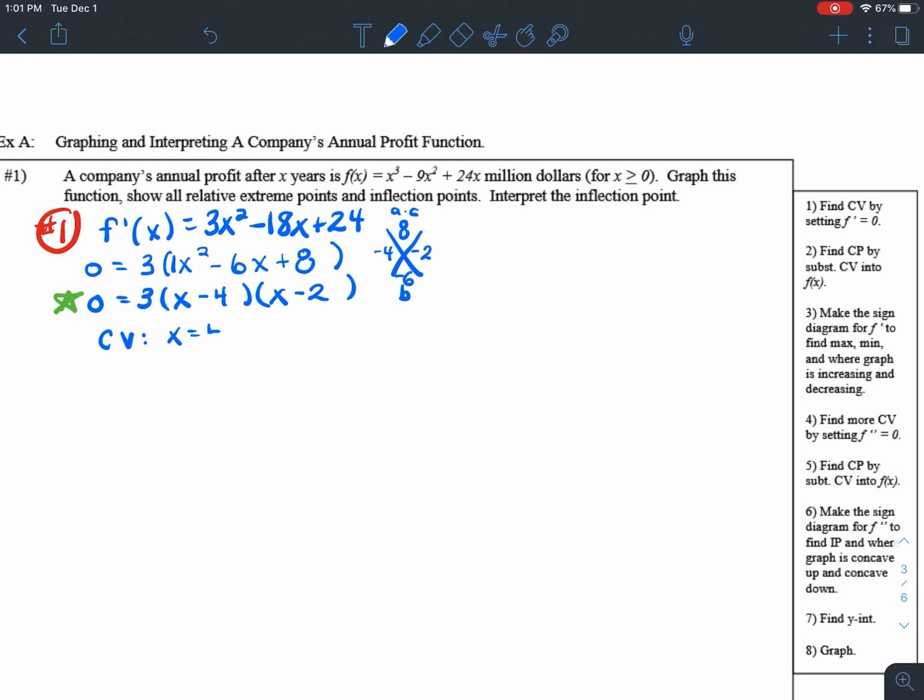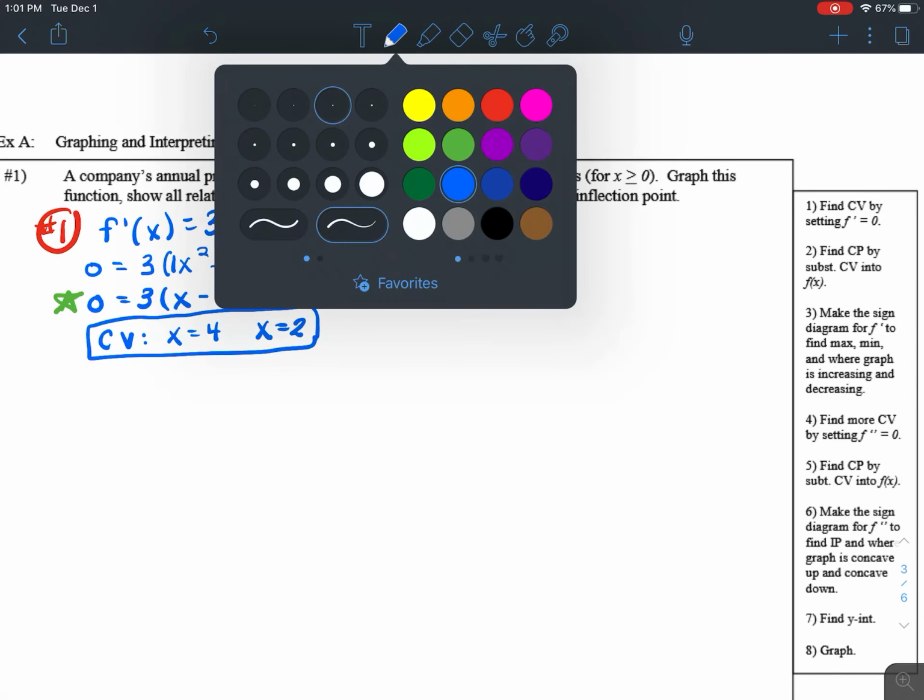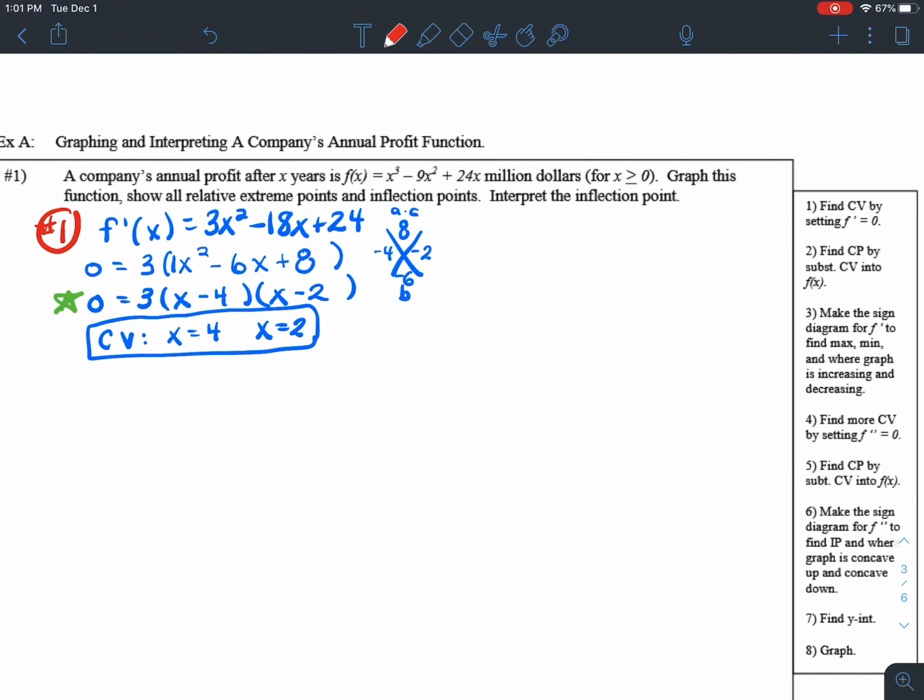Okay, I'm going to go ahead and identify my critical values: x equals positive 4 as well as x equals positive 2. And I'm going to box that in. That is step number 1. Okay, you can see off to the side here I also have the steps listed.